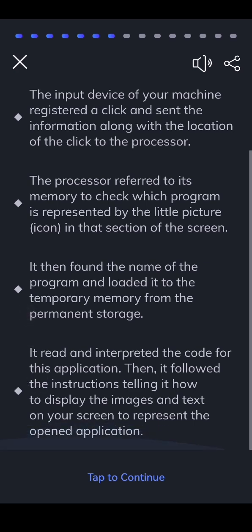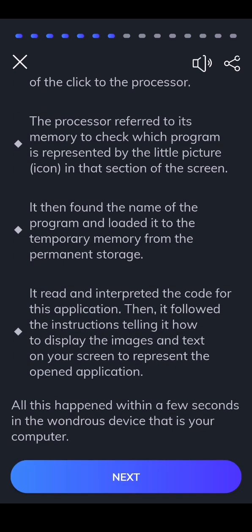It read and interpreted the code for this application. Then, it followed the instructions telling it how to display the images and text on your screen to represent the open application. All this happened within a few seconds in the wondrous device that is your computer.